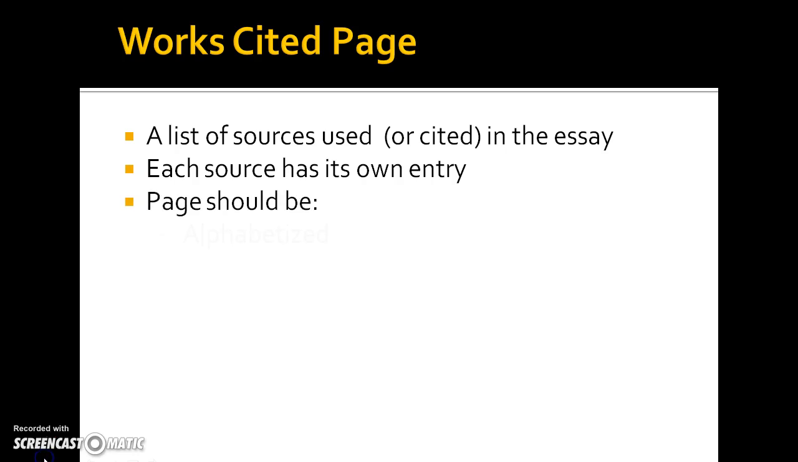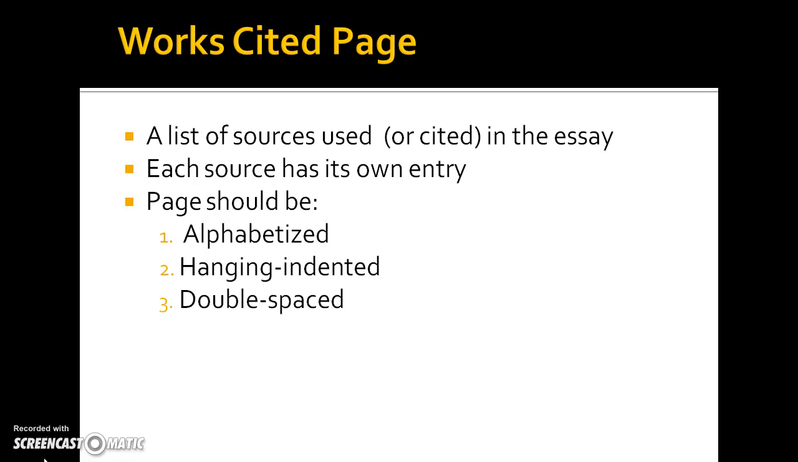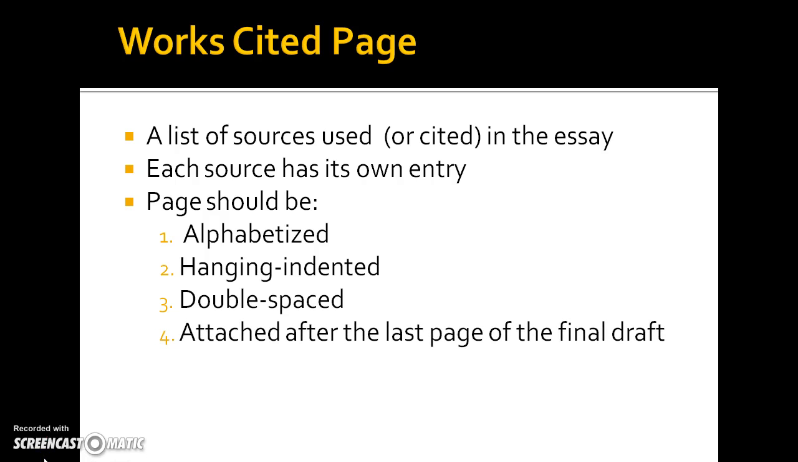The works cited page needs to be alphabetized. It needs to use hanging indentation, which is the opposite of paragraph indentation, where the second and third line and so forth is indented, but not the first. It should be double spaced. It also needs to go with the final draft, so it will be the last page of your essay. You can either create your works cited page as a separate file, or you can create it with your essay, but it needs to go with every draft of your essay.